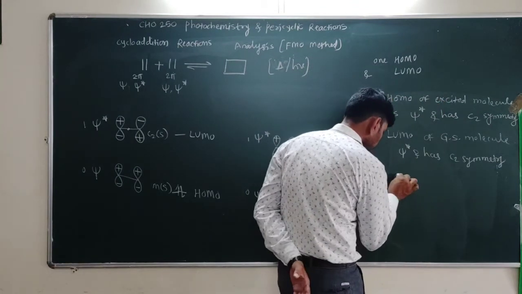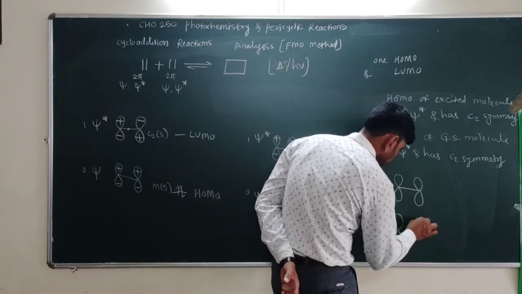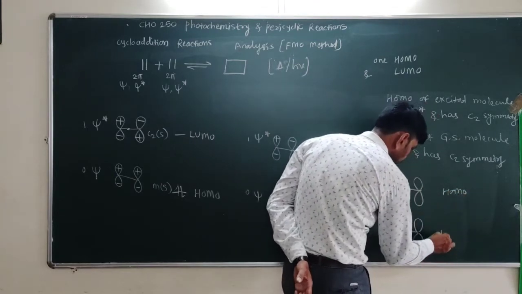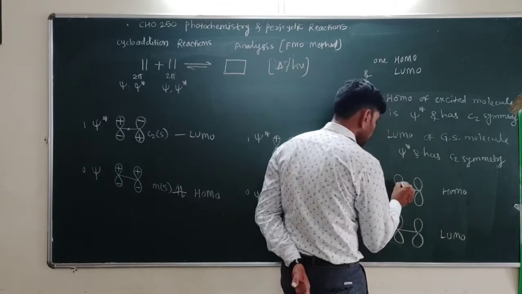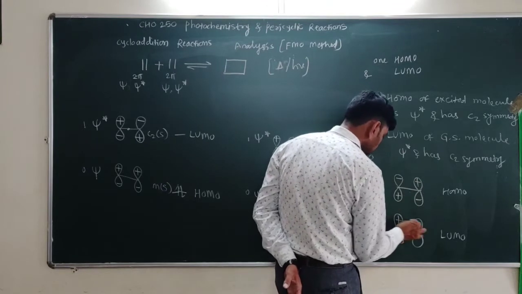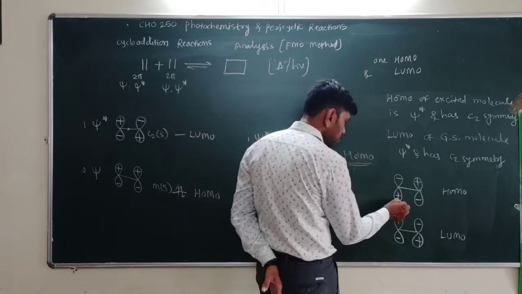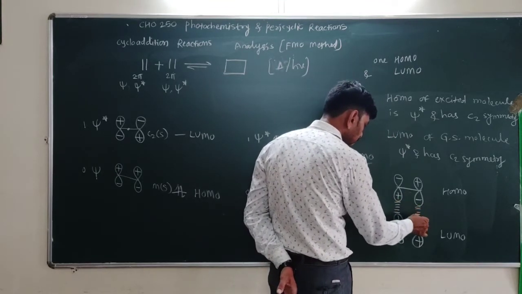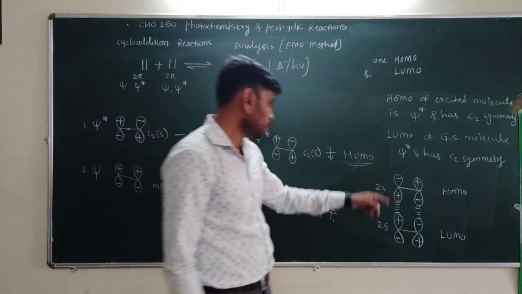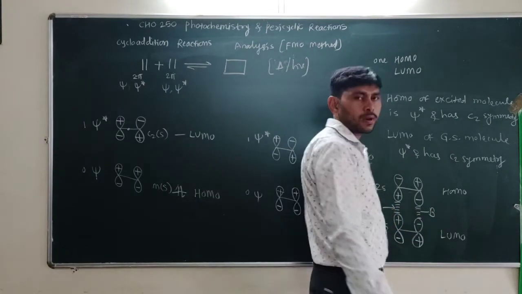So the HOMO of one partner and the LUMO of another partner, that is, the HOMO of the excited molecule and the LUMO of the ground state molecule, both have C2 symmetry, plus, minus, plus. So if we look at the overlap, this one is acting suprafacially, and this one is acting suprafacially. So here we have same sign overlap, a bonding overlap. Here also same sign overlap is a bonding overlap.